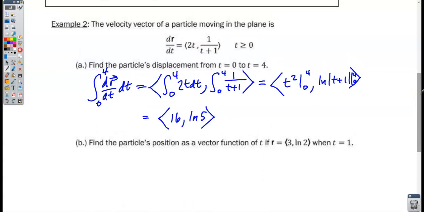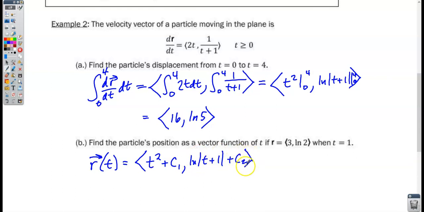Part B, find the particle's position as a vector function of t if r equals the vector <3, ln 2> when t is equal to 1. All right, so my position vector is going to be the integral of my velocity vector. So this is going to be t squared plus c sub 1 and natural log of the absolute value of t plus 1 plus c sub 2.